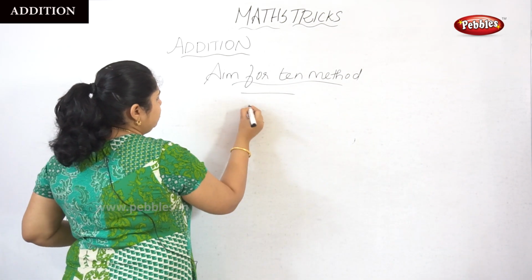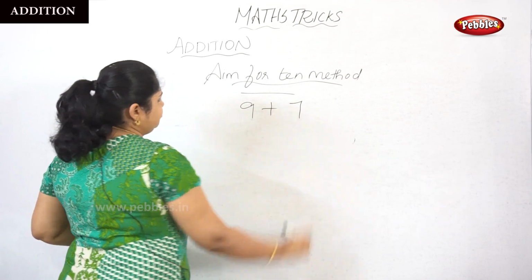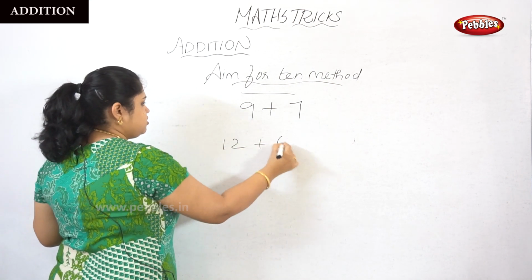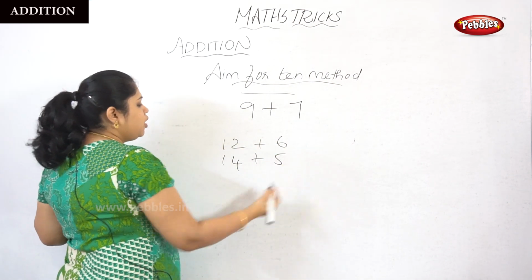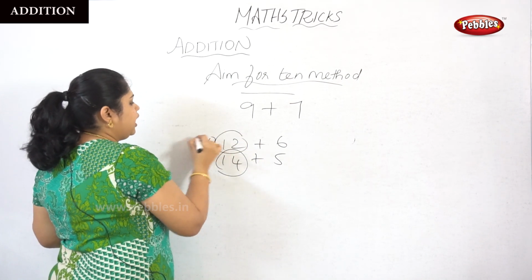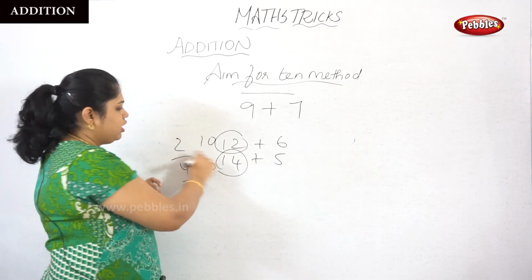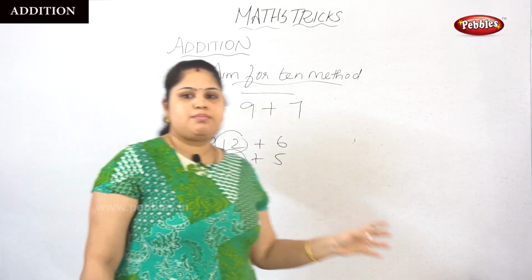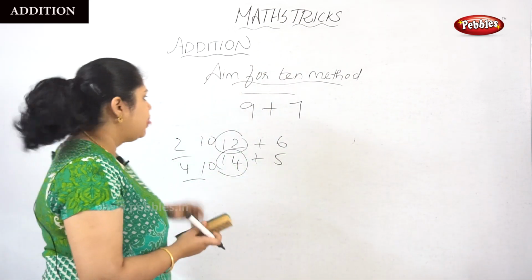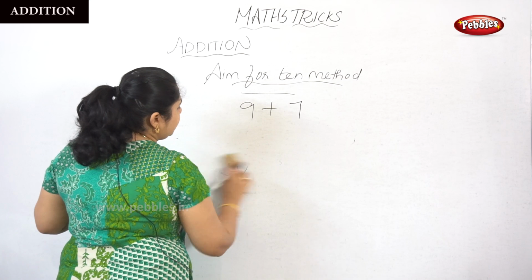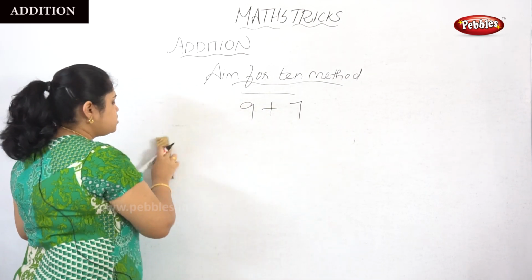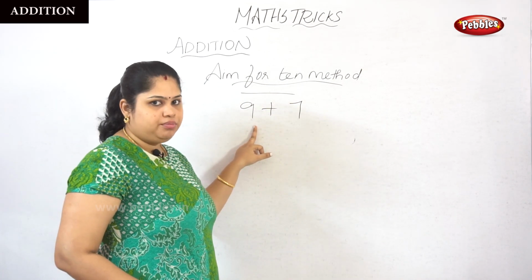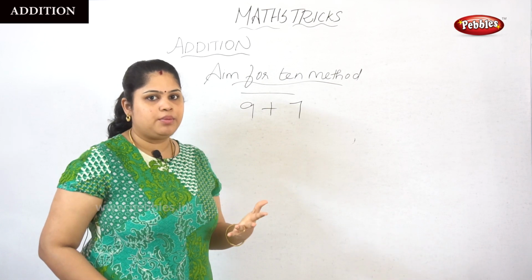Okay, so here 9 plus 7. In the case of 12 plus 6, 14 plus 5, we just round up to 10 and keep the remainder here, isn't it? We just rounded up the number and kept the remainder as a balance. At last we added it to the number. Whereas here we cannot round up to 10, because if we want to add 1, then it will become a 9. So how do we get an additional number?